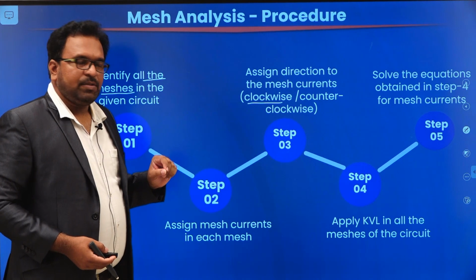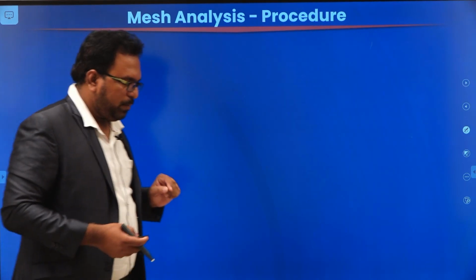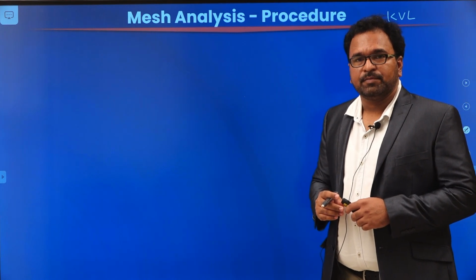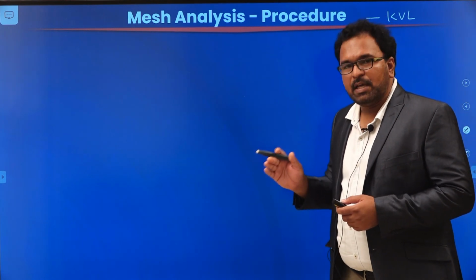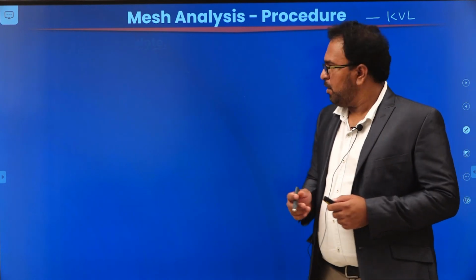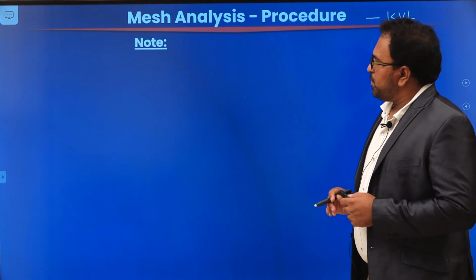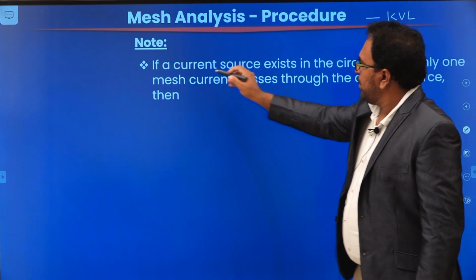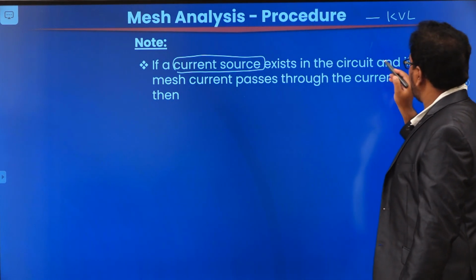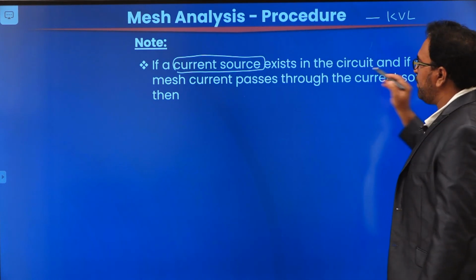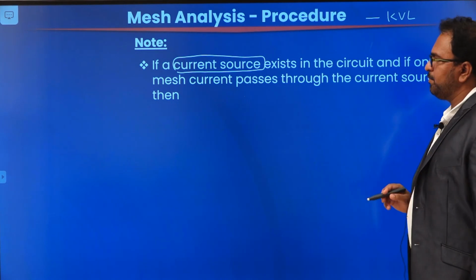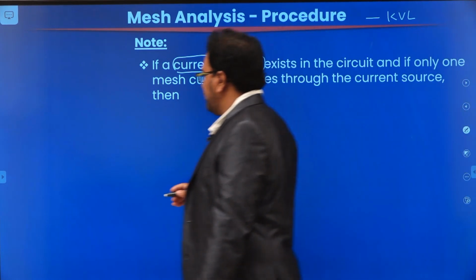While applying this process, you have to keep in mind one point. If a current source is involved in a circuit, they will mention only the current value. They will not give the voltage across the current source. Then what do you have to do? You have to remember this point. If a current source exists in the circuit, and only one mesh current passes through the current source, then, for example, here I have a mesh like this.